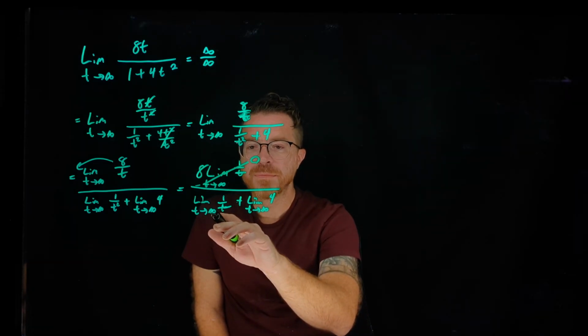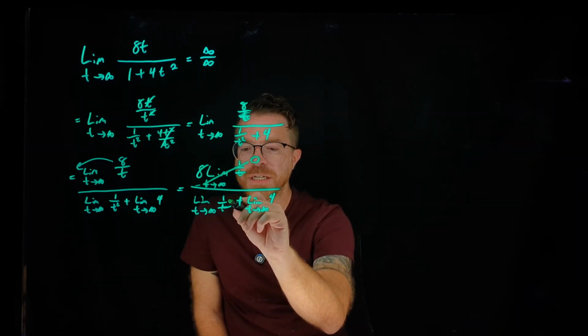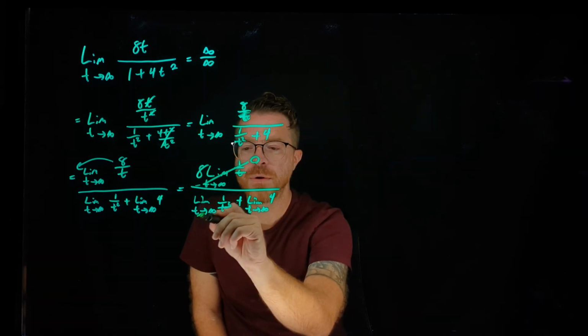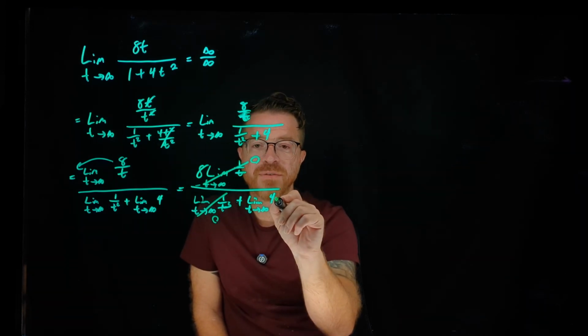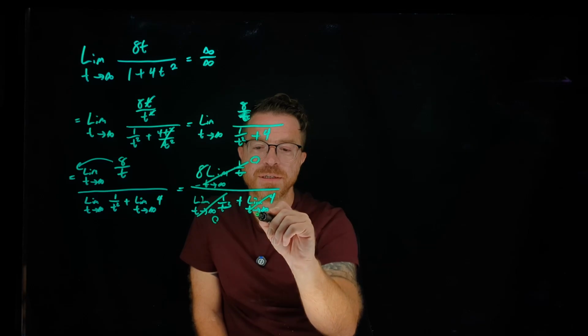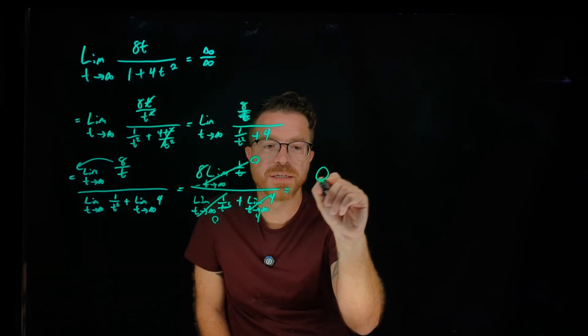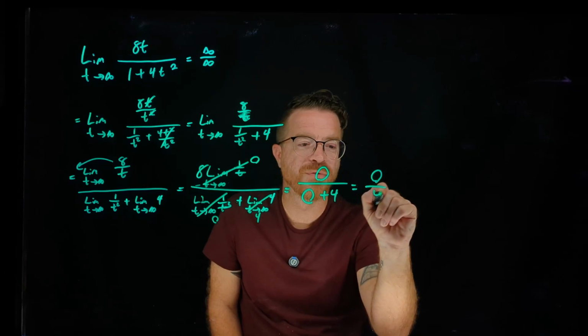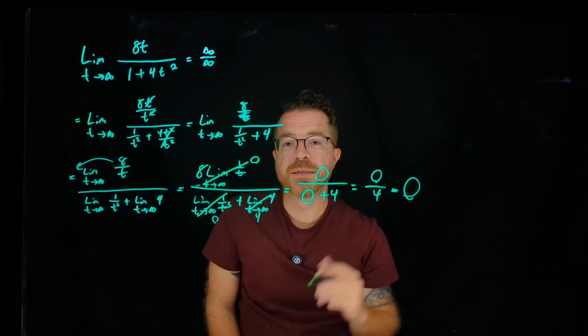This bottom term, same idea. We have 1 over t squared, which is also going to go down to 0. And then the limit of a constant is just going to be that constant, so this is going to be 4. So we're left with 0 over 0 plus 4, which is 0 over 4, which is equal to 0.